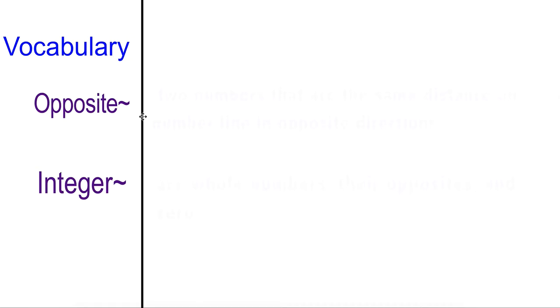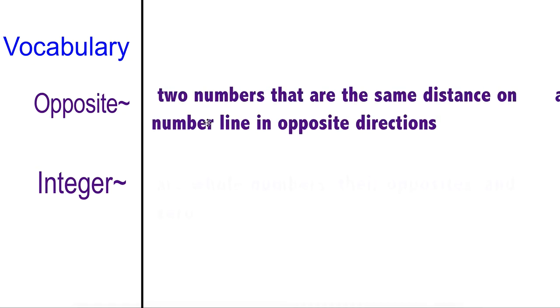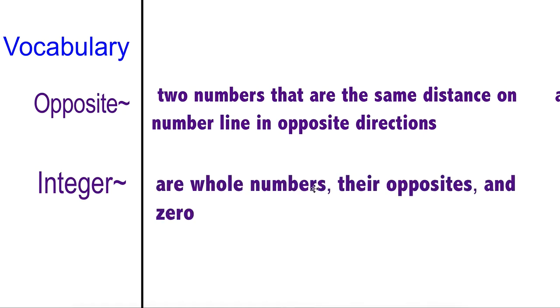So let's get some vocabulary words. Opposite and integer. Opposite: two numbers that are the same distance on a number line in opposite directions. So it's just like if I said the opposite of up, you'd say down. The opposite of a negative 1 is 1 because they're the same distance apart from 0. Integers are whole numbers, their opposites, and zero. A very quick way to put this is just your positives, your negatives, and 0.